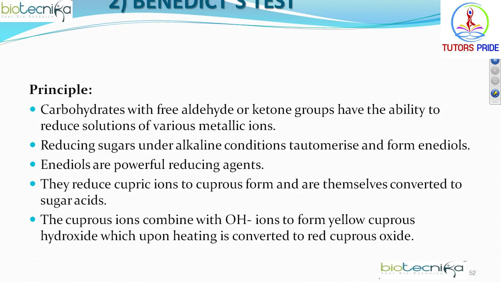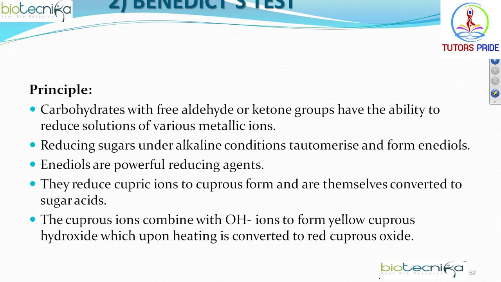So whatever reducing sugars are there, under alkaline condition, meaning in presence of a base, they will tautomerize. Tautomerize means keto form to enol form, or enol form to keto form. Enediols are powerful reducing agents. These tautomers that are formed are powerful reducing agents. And what will they reduce? They will reduce some of the metal ions, as I told you, like cupric ion, which they reduce to cuprous form.